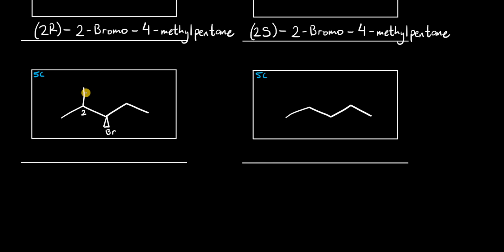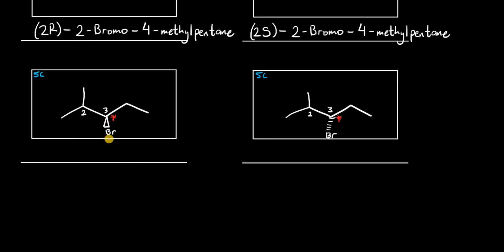Again, not wedge or dash, because this carbon is not chiral, but this one is. Now the drill is the same. If we put a bromine on a wedge, we can also put it on a dash, like so. Methyl goes to carbon 2. Again, this is a chiral carbon. All we do now is determine the stereochemistry.